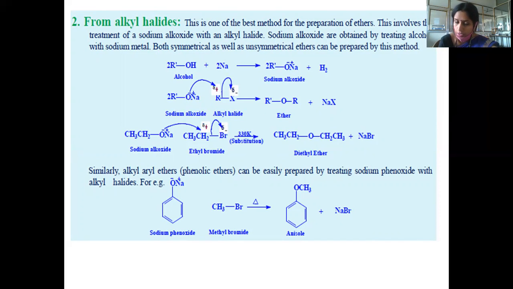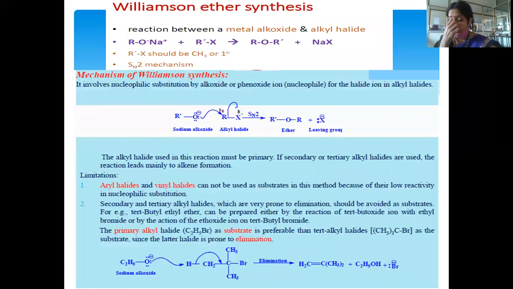Similar to the aliphatic members, aryl derivatives are also formed. So if we use sodium phenoxide and react it with methyl bromide, then we get anisole. This reaction is named Williamson ether synthesis. So to remember Williamson ether synthesis, it is basically the reaction of the metal alkoxide RONa with alkyl halide RX, and the product is ROR or ROR', which is an ether.